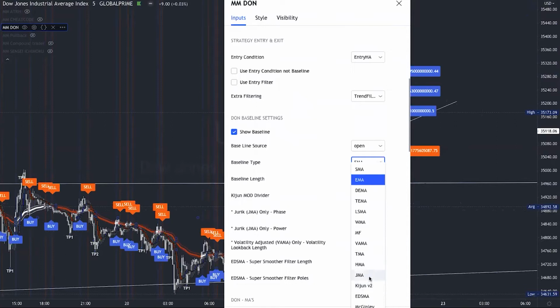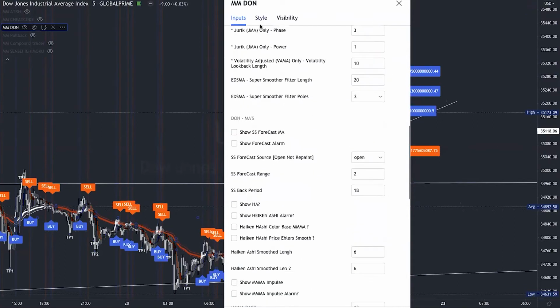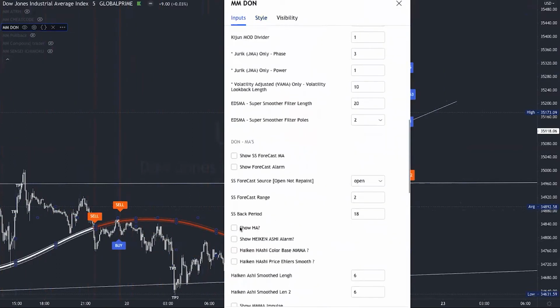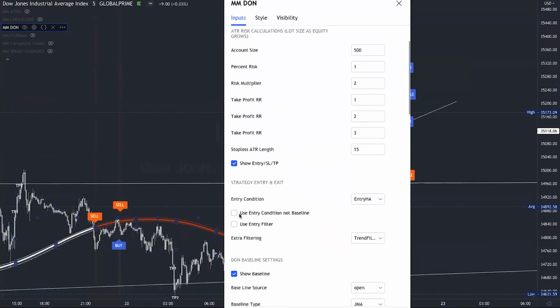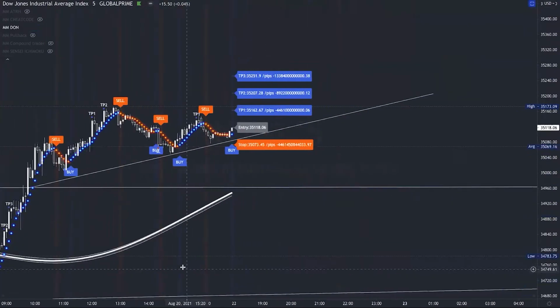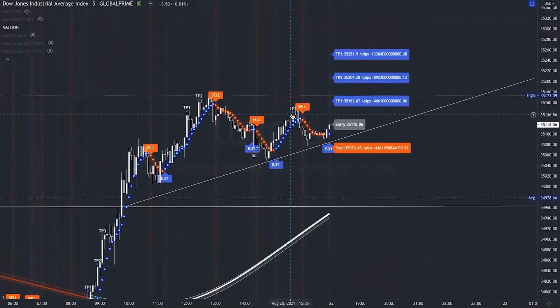I use the JMA set at 200, and I use my, let me hide the Hakanashi. I use my very own money moves moving average to give me entries, right? Use entry condition, not baseline. MMA, boom, buy signal. Beautiful scalping, just beautiful scalping. Buy, TP1, sold, don't have to worry about that. Boom, buy signal, TP1. Oh, I don't want an algorithm trade.